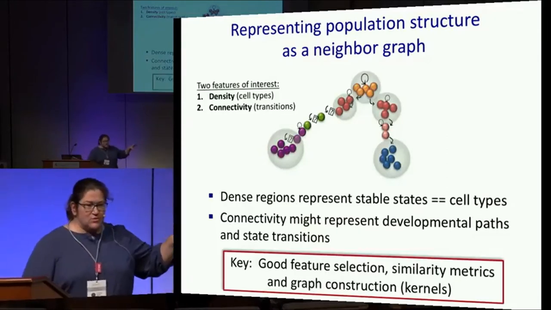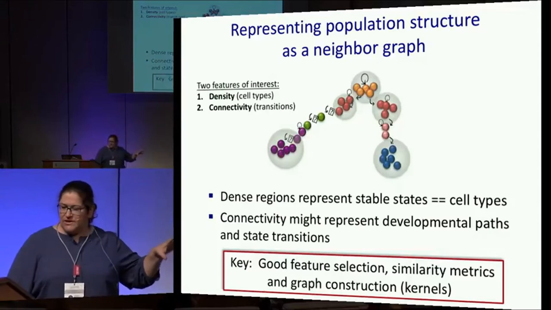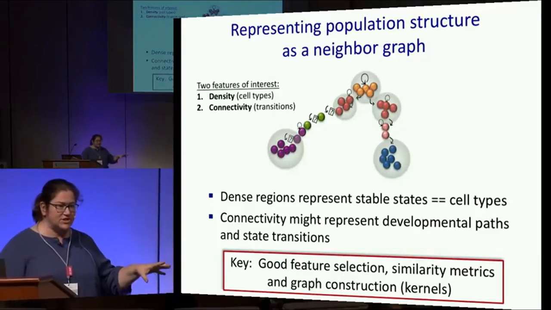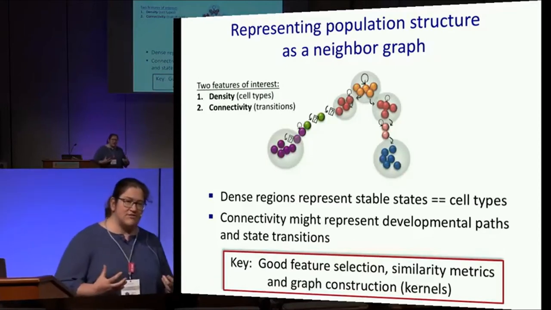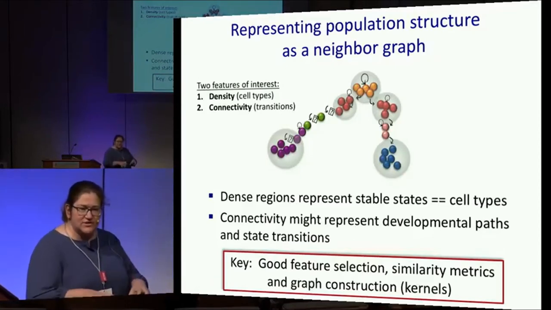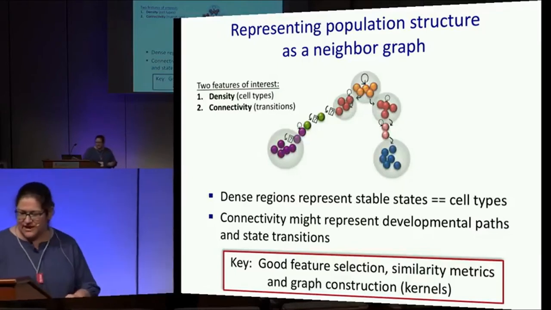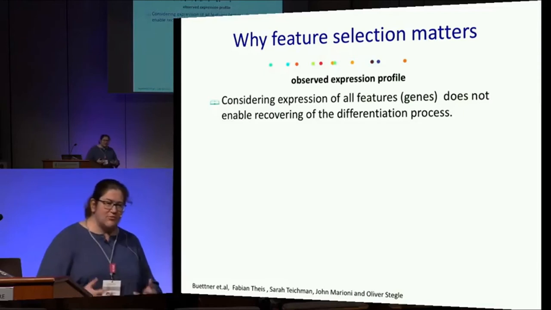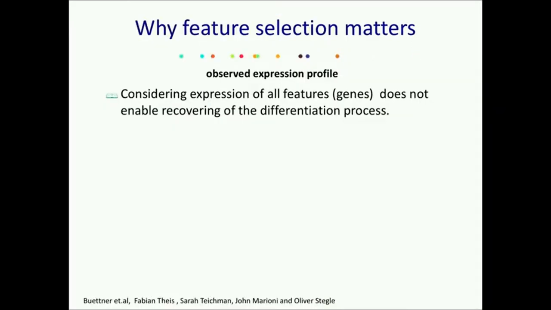In order to build this graph well, we really need good feature selection, good similarity metrics, good graph construction. These are abstract concepts, but the devil is in the details that we should decide together as a community to have one atlas. And I really want to bring an example of why feature selection matters. Again, I'm going to bring very early work by four of my colleagues here in the audience.